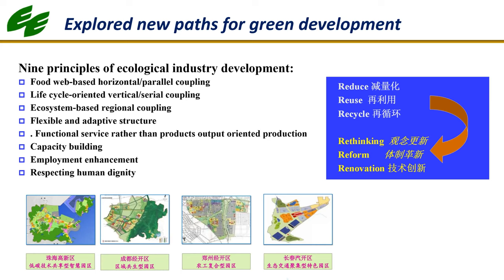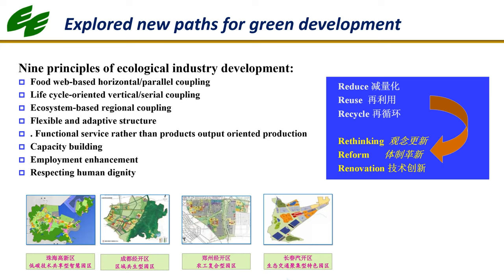To encourage ecological industrial transition according to the 9 principles Professor Wang proposed, including food web-based coupling, life cycle coupling, ecosystem-based regional coupling, flexible and adaptable structure design, functional service, capacity building, employment enhancement, and respecting human dignity. And he also proposed the new 3 principles of ecological industrial transition: rethinking, reform, and re-innovation.